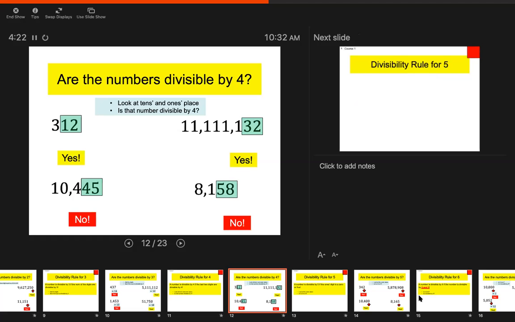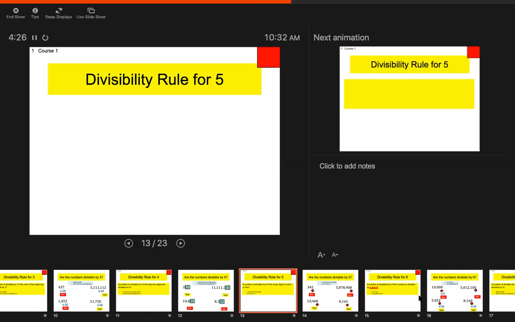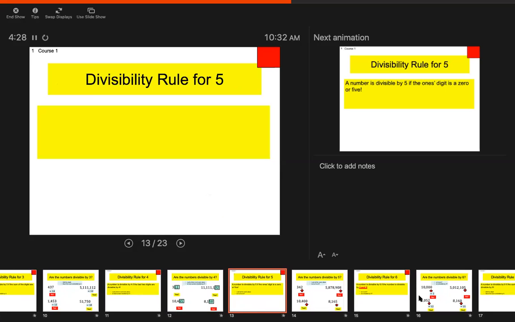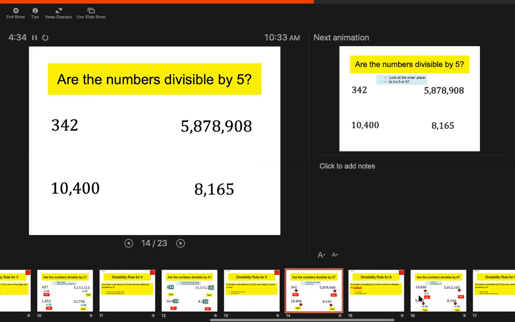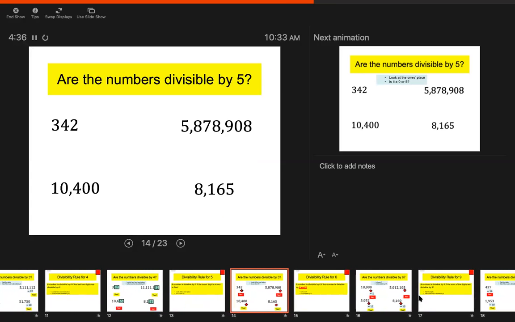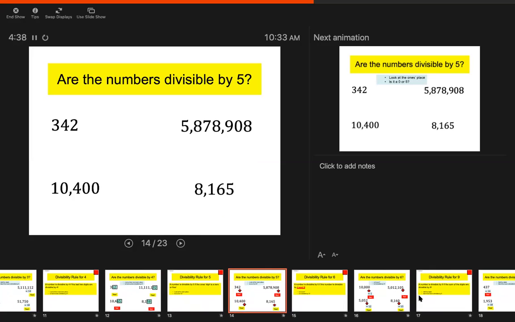Questions on 4? Okay, the second easiest one, divisibility rule for 5. We simply look at the last digit as a 0 or a 5. Remember, we count by 5s. The last digit is either a 0 or 5. So all we have to do is look at the last digit. Yes or no? No. Yes. No. Yes. All right, it's that easy. Okay? There's nothing challenging here.